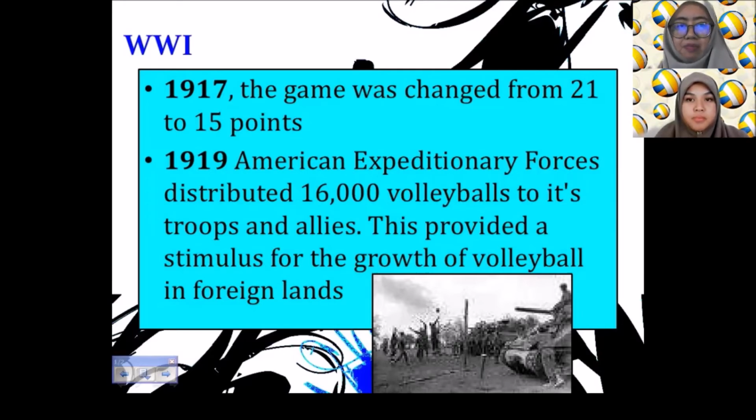Two years later, the American Expeditionary Forces distributed 16,000 volleyballs to its troops. Continuing on that, it's a stimulus, meaning memperkembang luaskan permainan itu. They spread the volleyballs so that their troops wouldn't be so stressed during World War I. So they provided it for them to play. But this in fact made it spread out to foreign lands. Yeah, other countries. Yeah, neighboring countries. That's how it became much more popular in 1990.